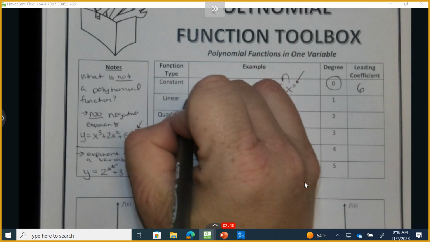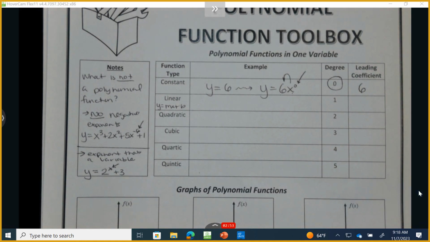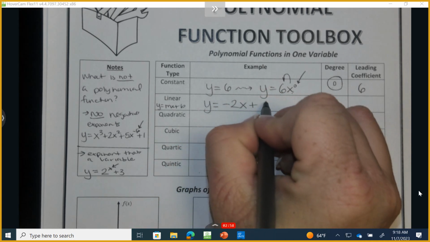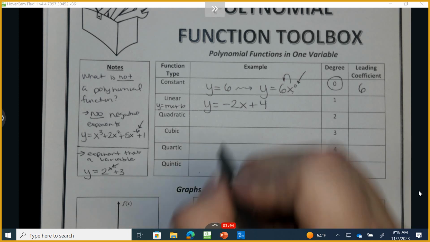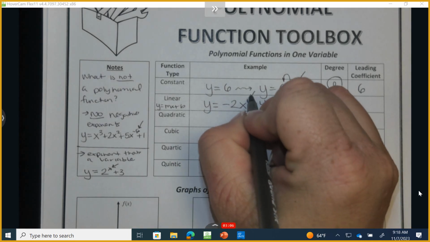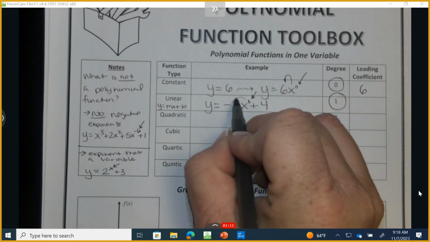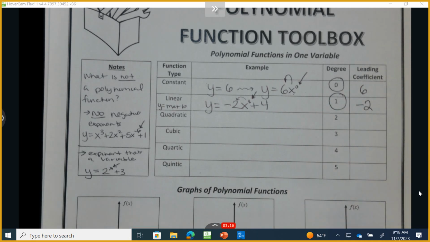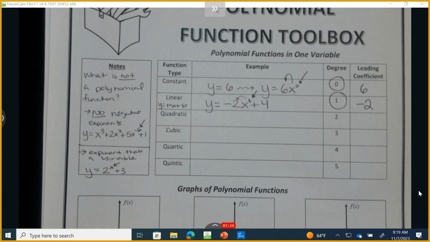Linear. Linear, by the way, I'm going to write underneath this y equals mx plus b as a quick reminder. Y equals mx plus b. Okay, so y equals negative 2x plus 4. Now, a lot of students say, like, I don't see an exponent on the variable. When you don't see that number, it's a 1. It's a hidden 1. So this is degree 1, and the leading coefficient is directly what's in front of that, negative 2. Leading coefficients can be positive and negative. Leading coefficients are different than exponents that are negative.